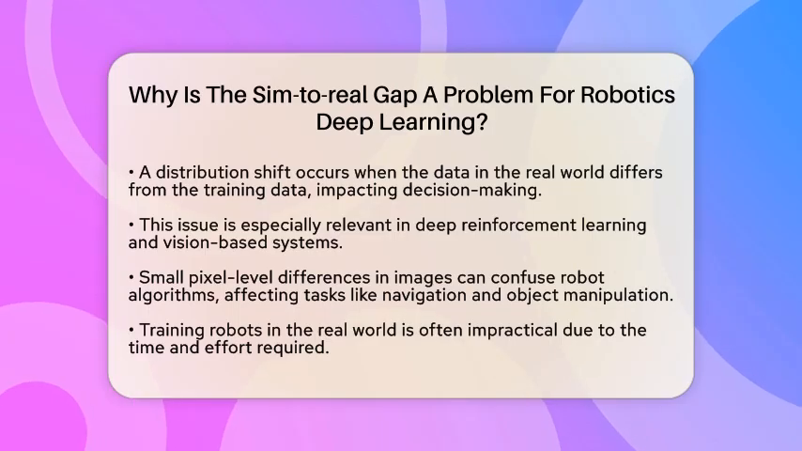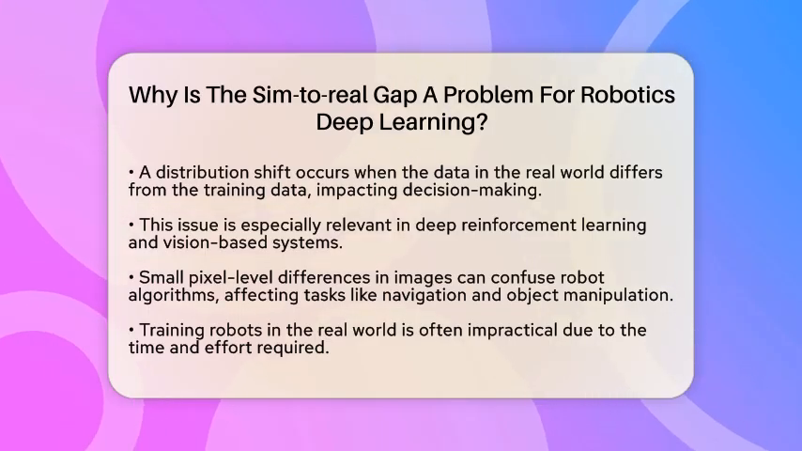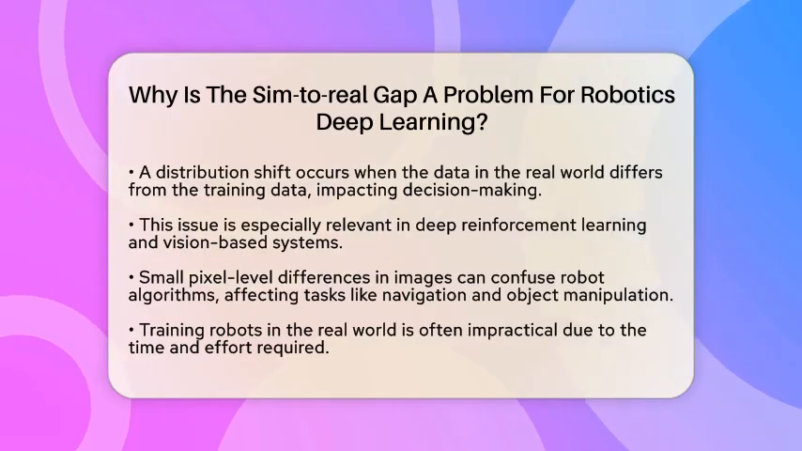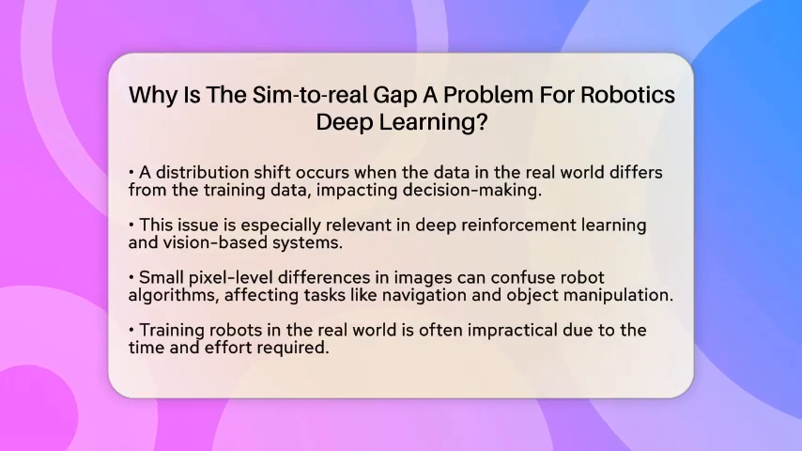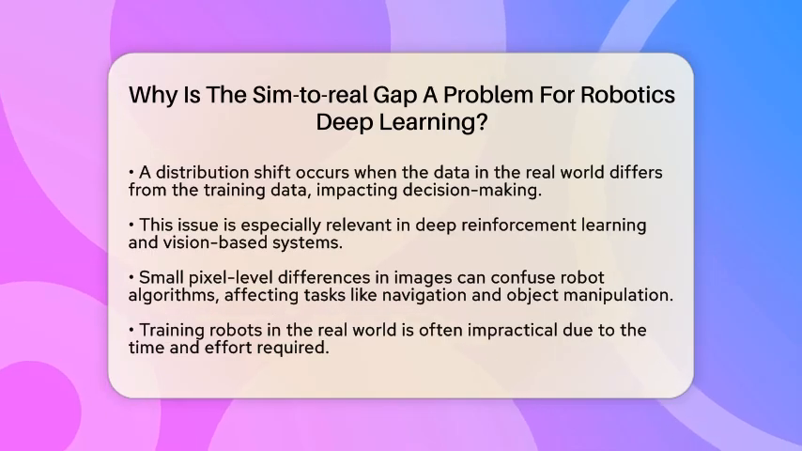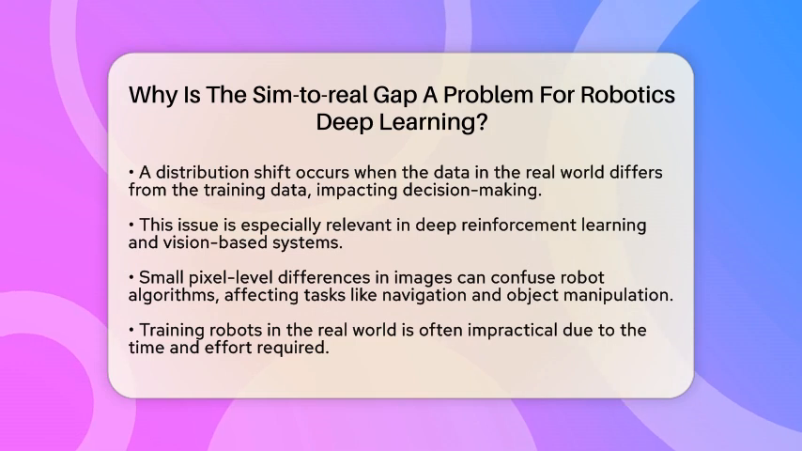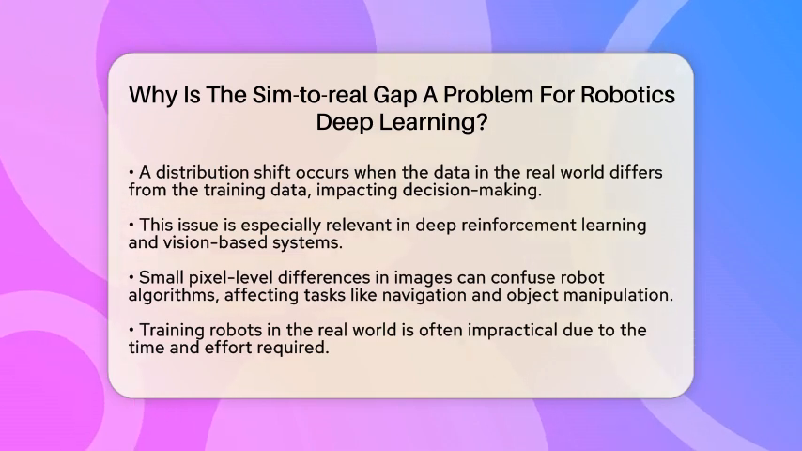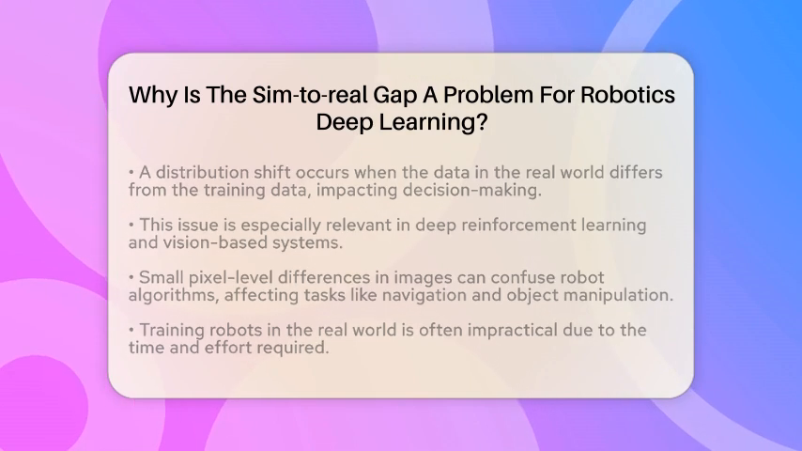Robots often rely on camera images or sensor data to make decisions. Even small pixel-level differences between simulated and real images can confuse the algorithms, leading to failures in tasks like object manipulation or navigation. While training robots directly in the real world might seem like a solution, it is often impractical.